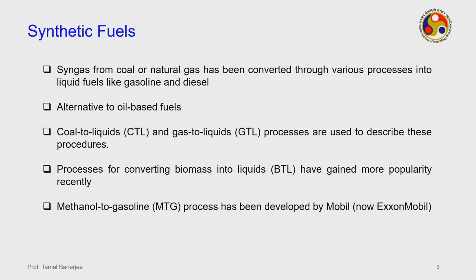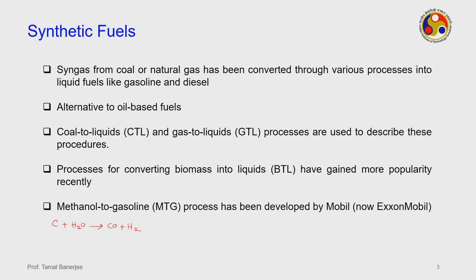So, syngas from coal or natural gas. Coal, if I write it down, is simply carbon. It means the carbon can be converted into syngas, which is carbon monoxide and hydrogen, if I react it with, let us say, steam. If I go with steam, it will form CO plus H2. Or from natural gas, which is CH4. So, whether we have coal or natural gas, it can be steam reformed to form CO plus H2 syngas.